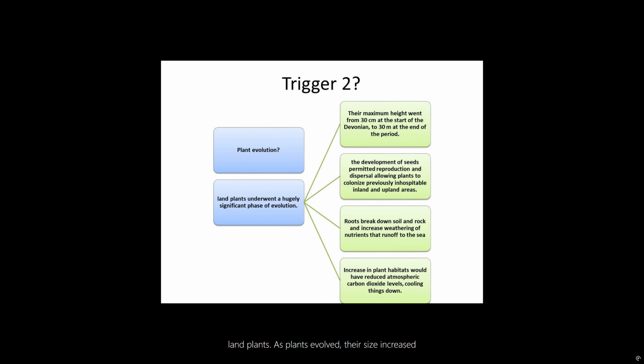A second possible trigger is the evolution of plants, specifically land plants. As plants evolved, their size increased to the size of trees. They evolved seeds and other new ways of dispersal to colonize inland and upland areas. Their roots would break down soils and rock, which increases nutrient runoff to the sea, allowing for more algal blooms in the oceans. Widespread algal blooms could lead to anoxia in the oceans as these algae die off, and the decomposition process uses up the deep water oxygen.